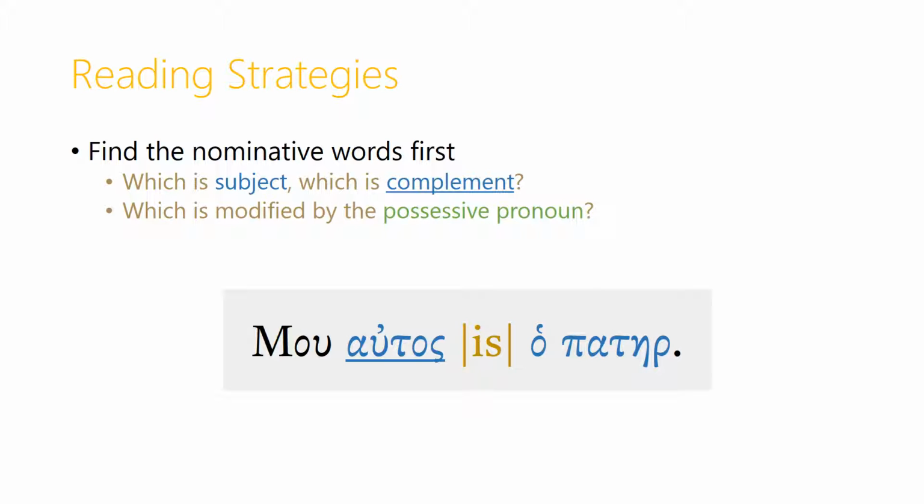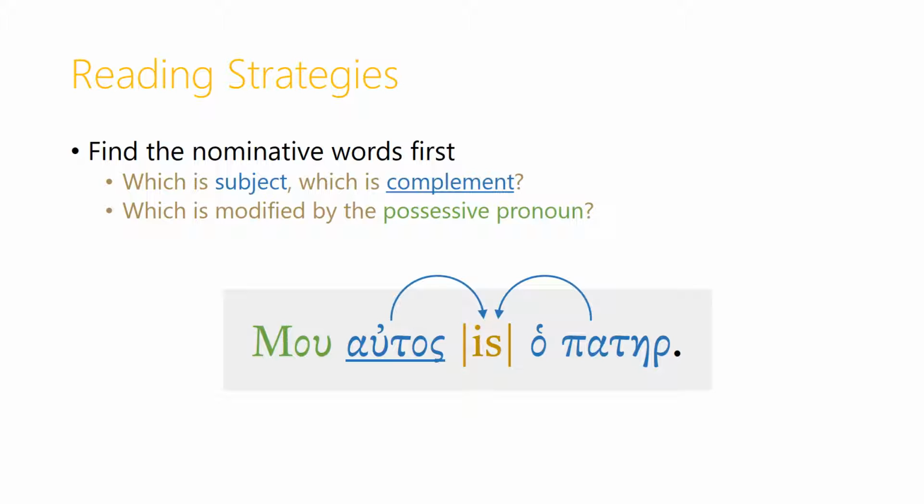I've underlined autos to remind us that it's the subject, and I've inserted the little word is to remind us that this is a verbless clause, and that although there isn't a visible verb, both autos, the subject, and ho pater, the complement, are modifying that implicit verb to be. They're explaining who it is that exists, and they're explaining what is the mode of that existence. He exists, and he exists as ho pater, the father.